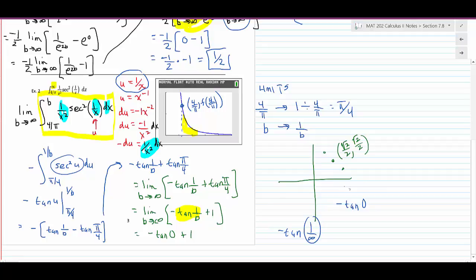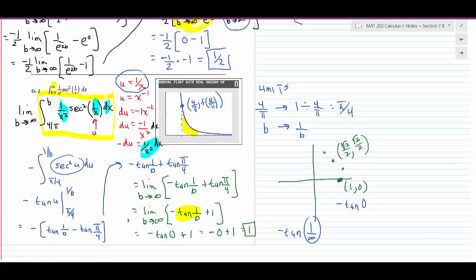Now if you go to your unit circle, at 0 radians you have the point (1, 0). So what's the tangent of 0? 0, because it's y over x. So you would have negative 0 plus 1. That means the answer to this problem is equal to 1. Believe it or not, that's the area under the curve.